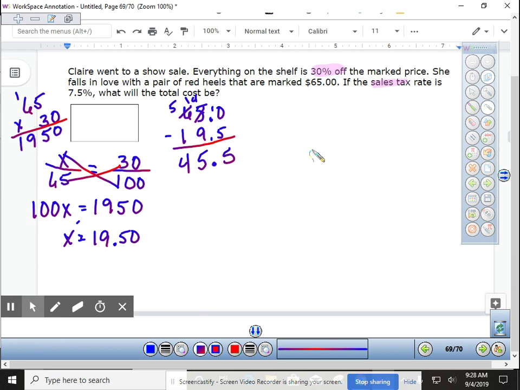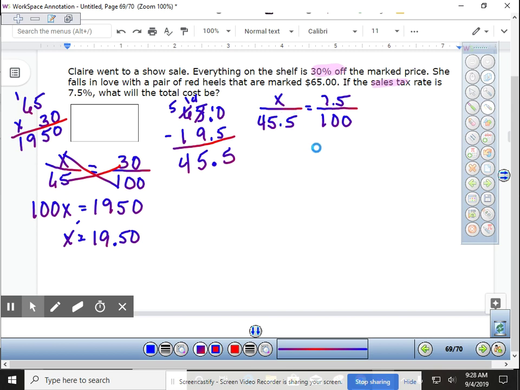Next step, find the tax. How do we do that? 100. What goes on top of it? $45.50. And what goes over here and where? On the bottom. Why are we not using 65? Is there a discount? That's what we're paying now.